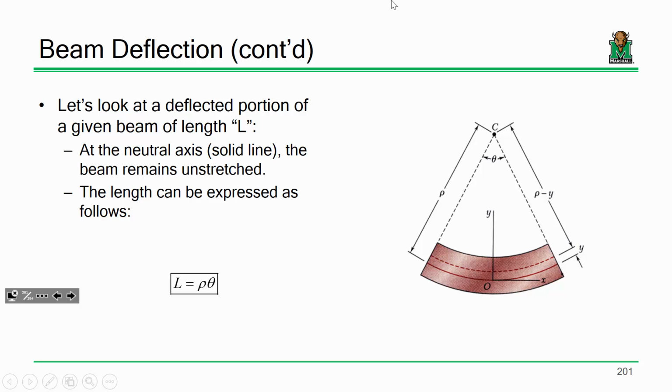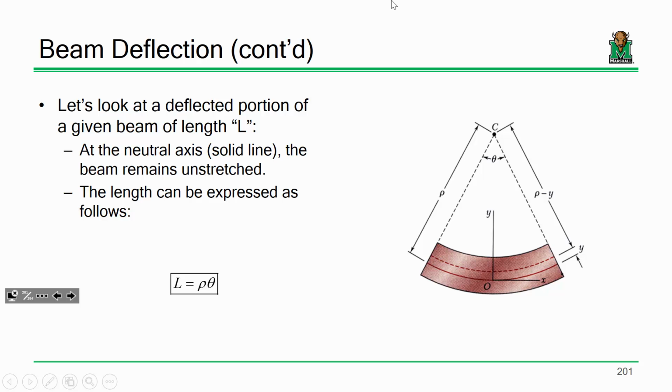We'll say it's some length L, and let's look at it once it's deflected. And I propose it looks something like this. Now, on this deflected shape, I've got this solid line here representing the neutral axis. That's where the centroid is. And by now, we should have a pretty good understanding of what that means, right? It's where sum of AY over sum of A, that's where the centroid is.